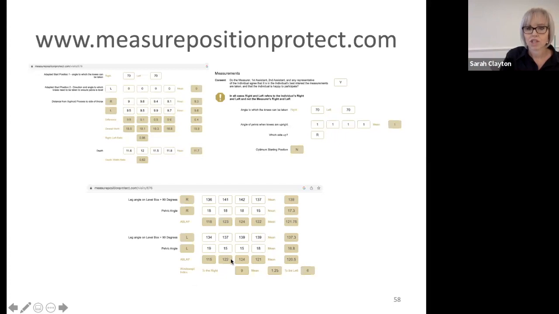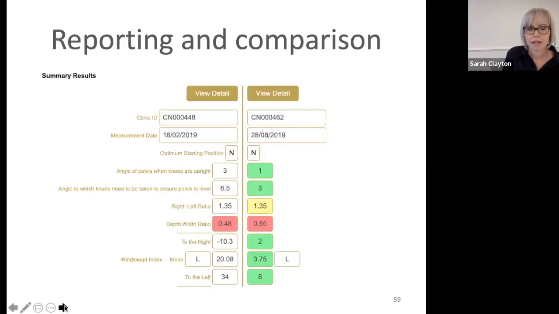So I share as much as I possibly can. And if you are using measurepositionprotect.com, then you can compare measures, and it's really handy. Here we've got two measures, one in February 2019 and the other in August 2019. And then we can see the difference here. So the angle of the pelvis when the knees are upright.